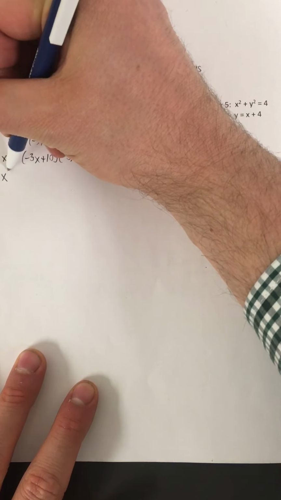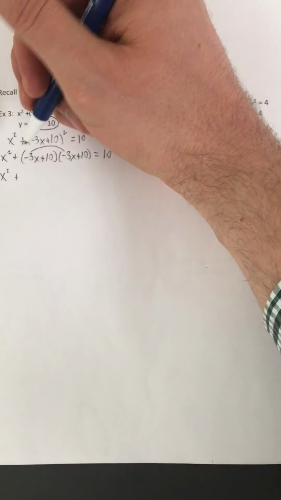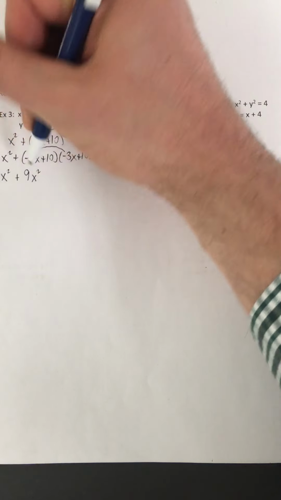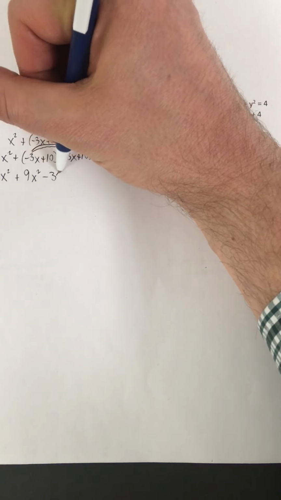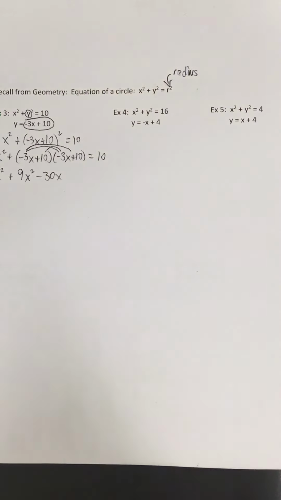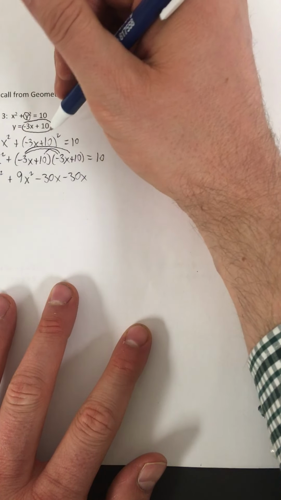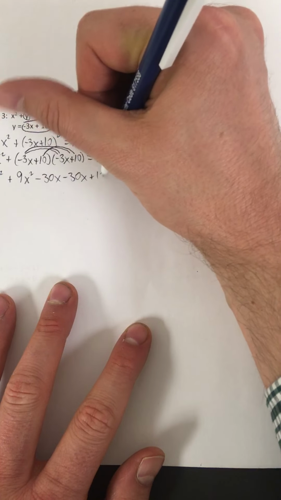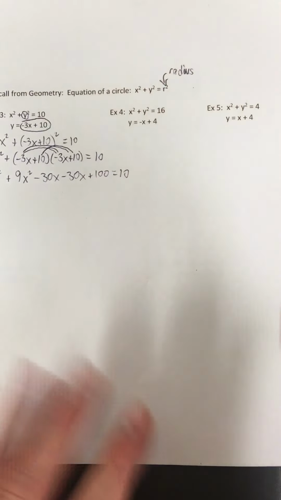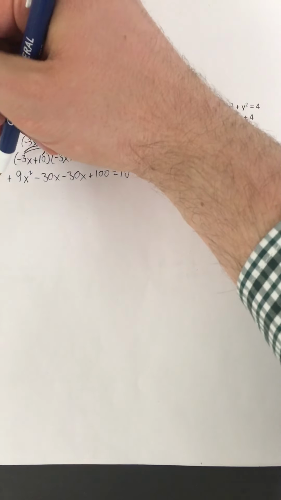So leave that x squared alone. Negative 3x times negative 3x is plus 9x squared. Negative 3x times 10 is minus 30x. 10 times negative 3x is another minus 30x. And 10 times 10 is plus 100, equal to 10. Now that's a big mess, but we can combine like terms, which makes it a lot easier.